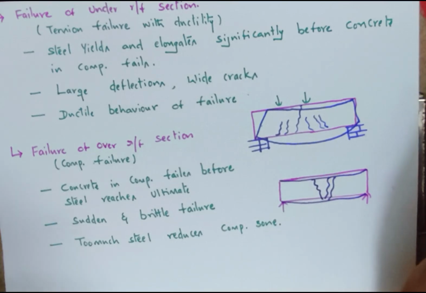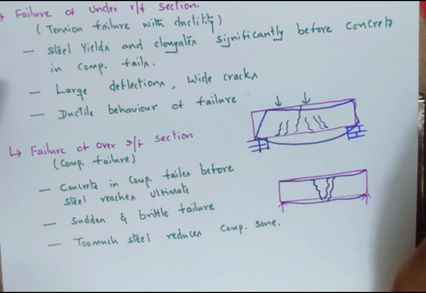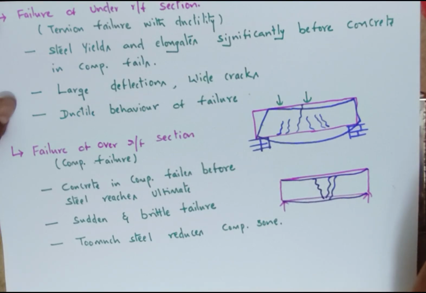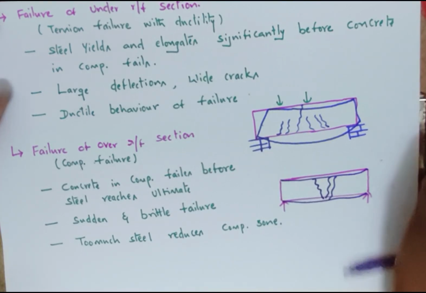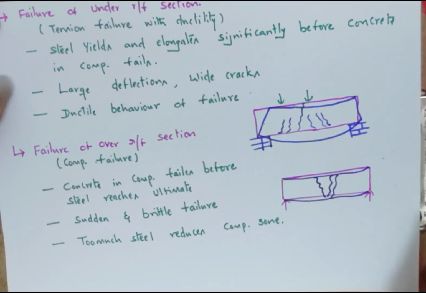Comparing all three failure modes, the second failure mode is the only one desirable in prestressed concrete sections, as it gives signs or warnings before it fails.